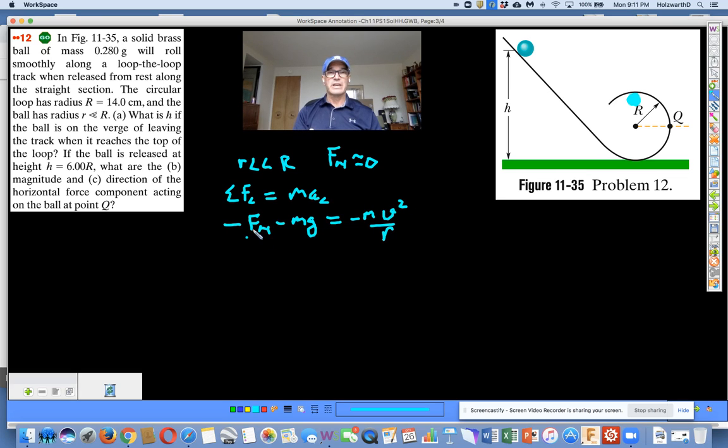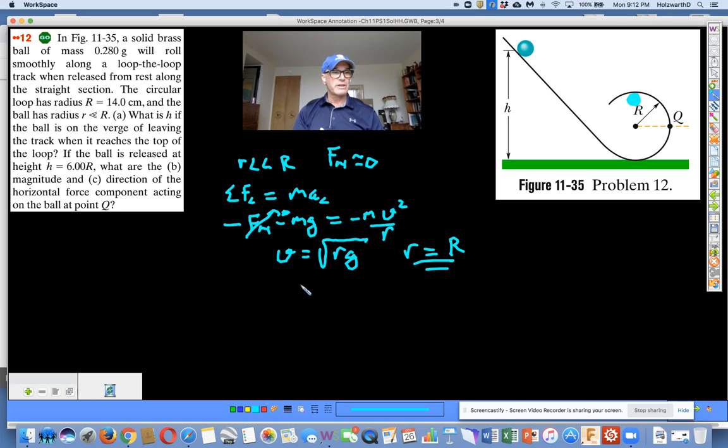And you'll recognize the special relationship where the minimum speed that the ball has to have in order to remain barely in contact with the surface is related to rg. Where in this case, r is not the little r of the brass ball, but it's equal to the radius of that loop. Okay, so we're going to go with that.